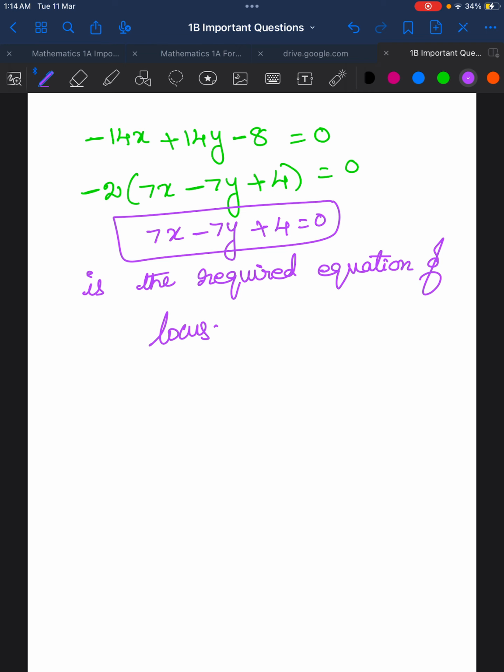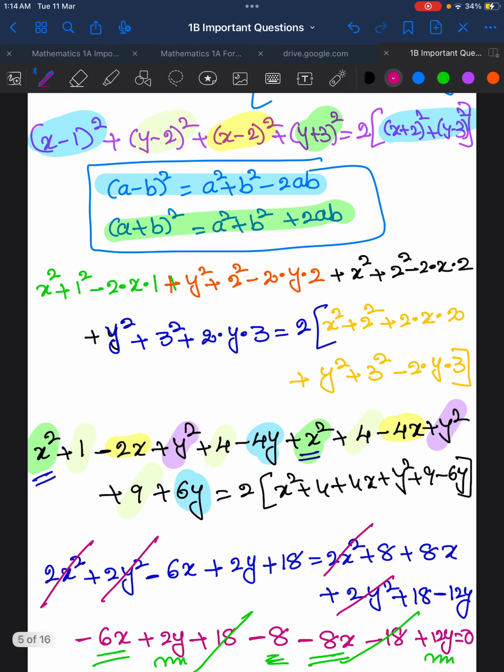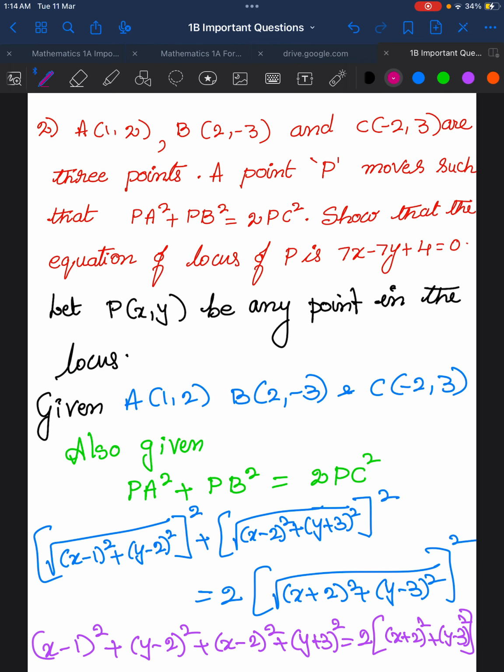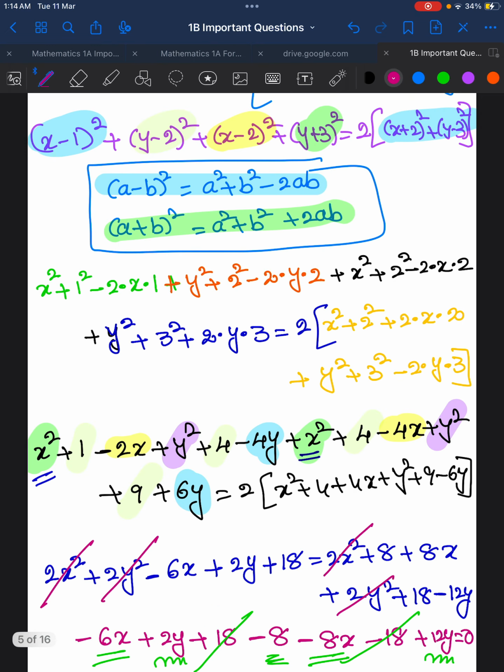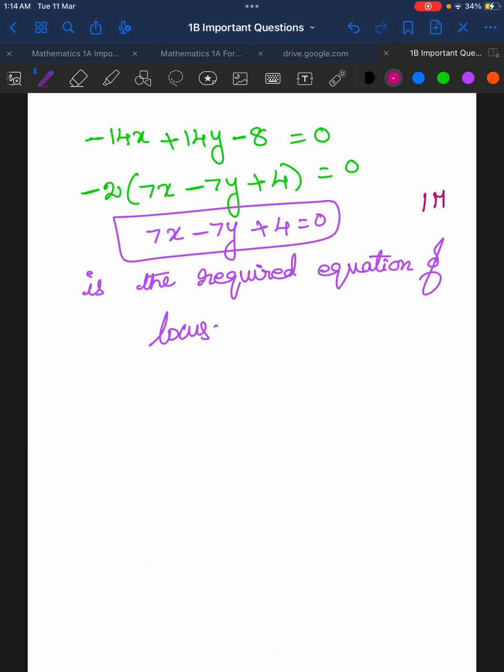Okay. Then we'll get 4 marks here. So all of you, what we have done: let P(x, y) be any point in the locus we wrote. For that we'll get 1 mark. And for substitution, we'll get 1 mark. And for simplifications like this, we'll get 1 mark. And after completion of the problem, we'll get 1 more mark. Total 4 marks problem. This is very, very important. Thank you. Now I'm going to start the next problem.